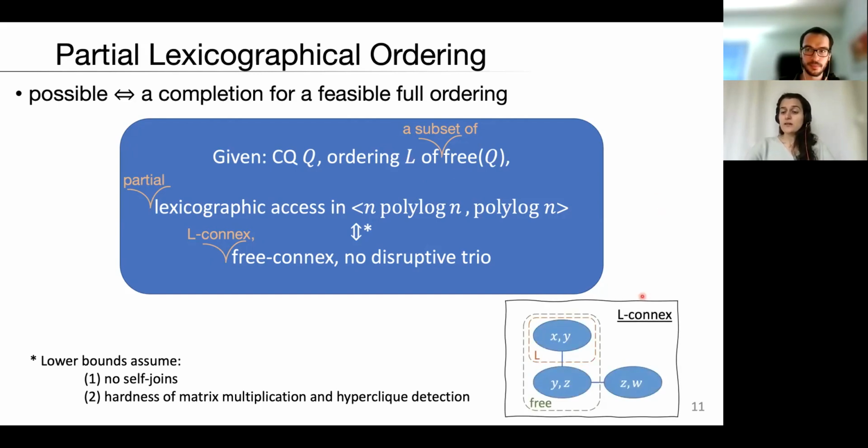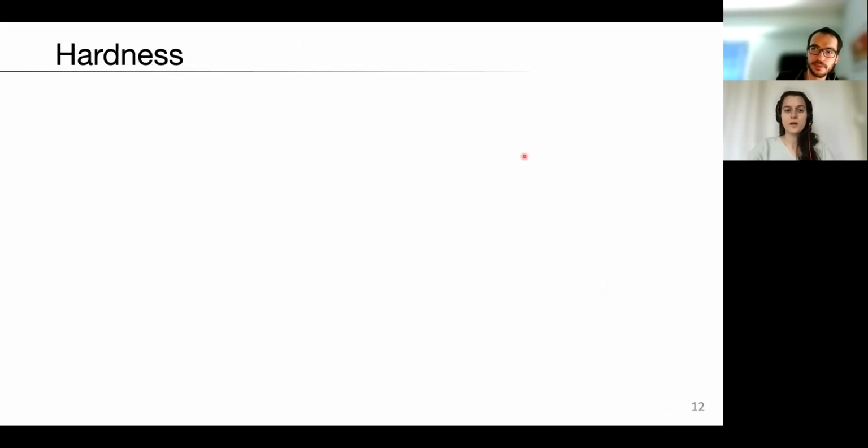What is L-connex? It's very similar to free-connex. For free-connex queries, we said that we want a subtree of the join tree that contains exactly the free variables. And for L-connex, we also want a subtree that contains these variables that we care about. I see. And how do you prove the lower bounds?